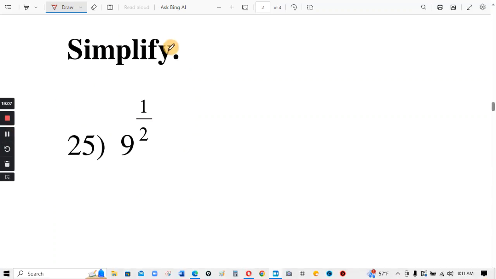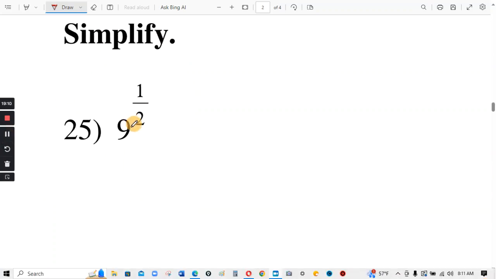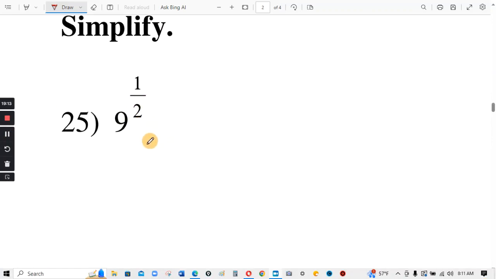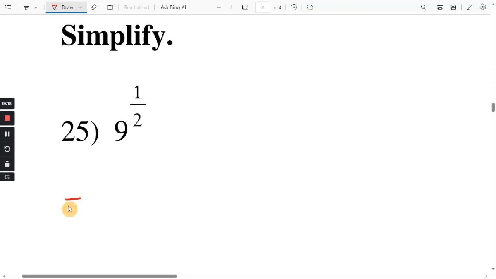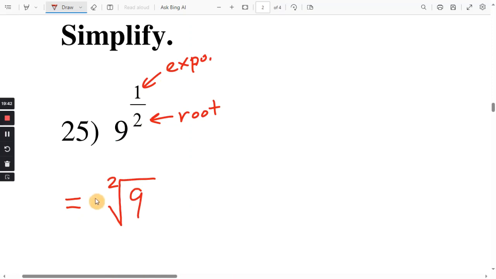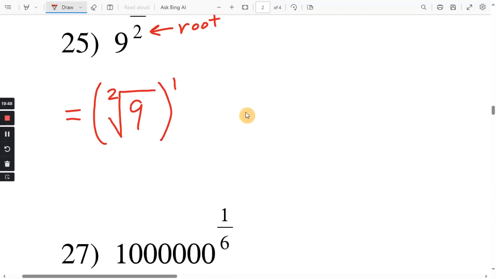All right, here they want us to simplify. So hopefully we're getting a number. We might end up with a radical symbol, but let's see. Simplify, 9 to the 1/2. All right, well, this isn't bad. We said the numerator is the exponent, and we said the denominator is the root. So we have 9, and 9 goes under the radical symbol. The root is 2, so it's a square root, and that's raised to the power of 1. So that's easy.